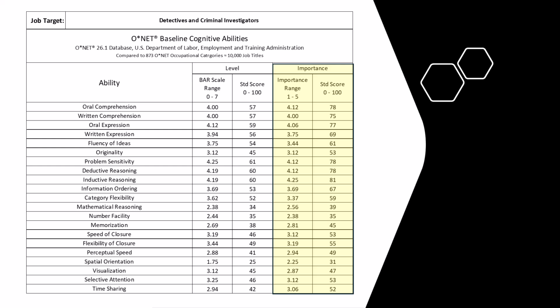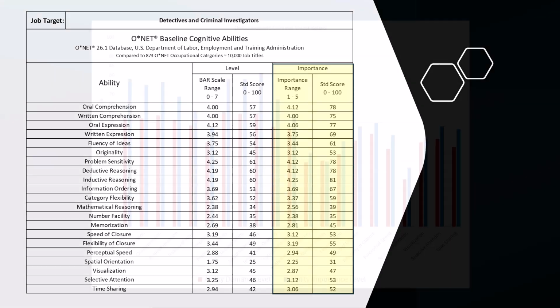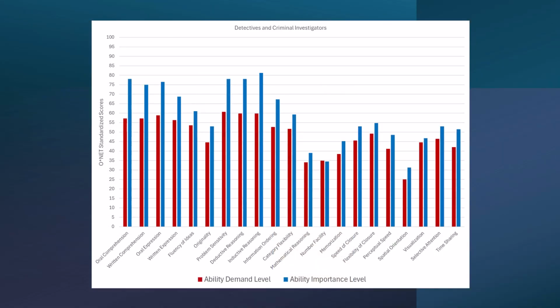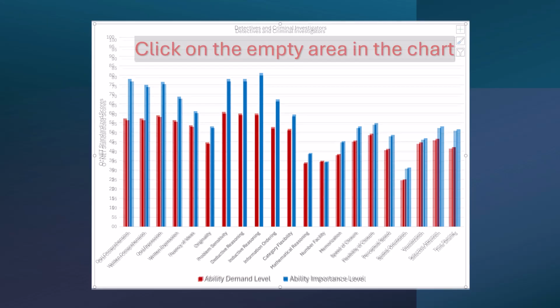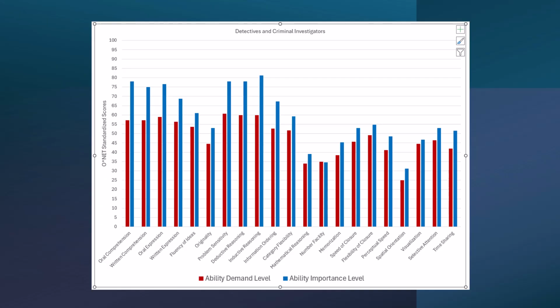You could look at the visual representation of this information on the O*NET Abilities chart. There's a lot of information on this chart, so I'd like to help you customize it for your particular client. You'll start by clicking on the empty area in the chart. Any empty area will do. This will bring up a very useful menu in the upper right-hand corner of the chart.